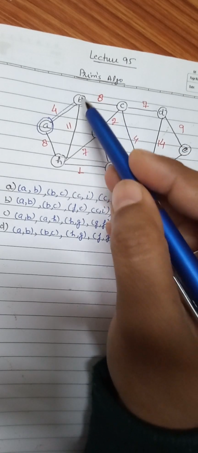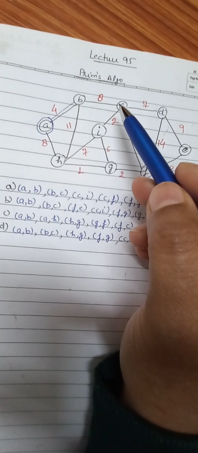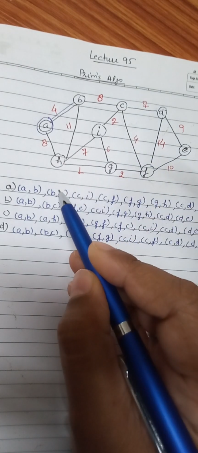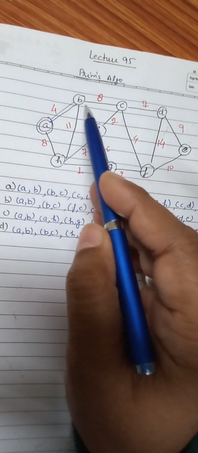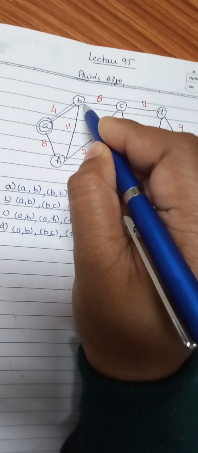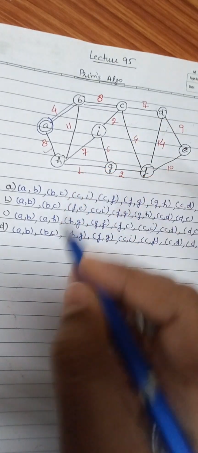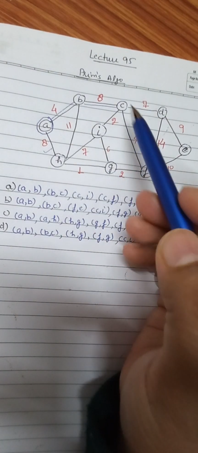Next is B. So here, BC is there in all the options. And AH is also true because both have the same weight. Suppose we are going like this, but this is also true. So till now, all are correct. Now what is the next move?